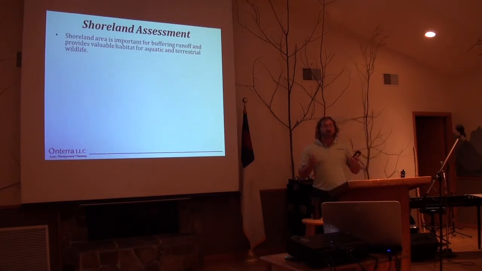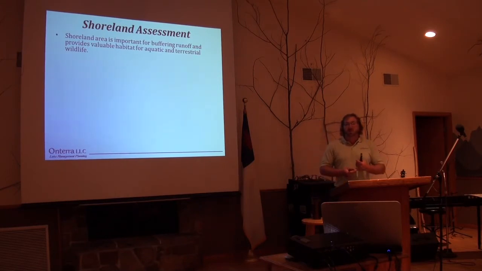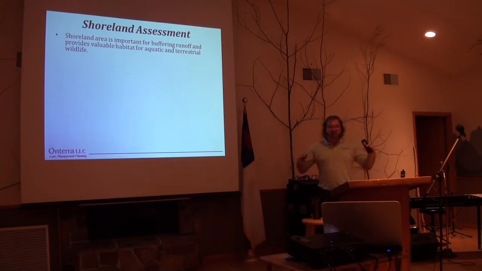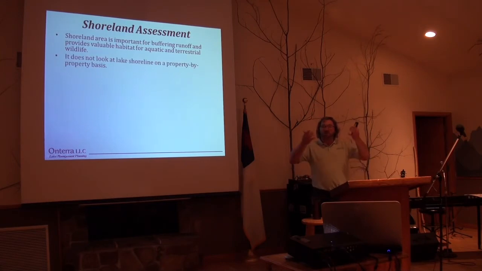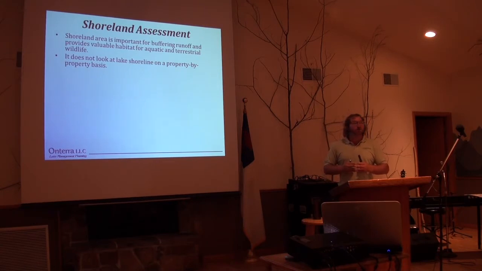The shoreline area of a lake is important for buffering. It's the last ditch effort to keep those nutrients from entering the lake. It's also very valuable habitat for our aquatic and terrestrial wildlife. That interface, that's where all the cool stuff is in the lakes. That's where our frogs are. Our dragonflies need emergent vegetation to crawl out and up on in order to live. And it's very important for the health of your lake to have those critters in it.